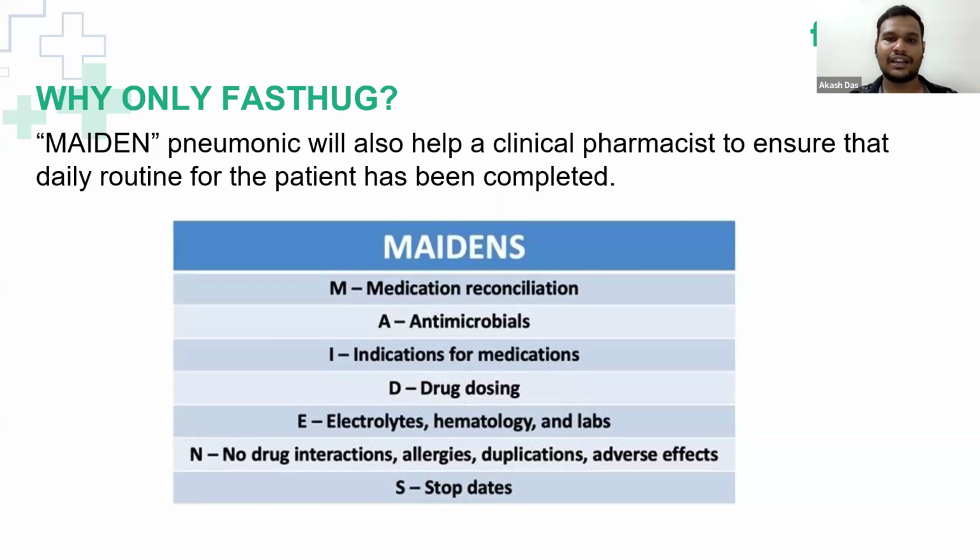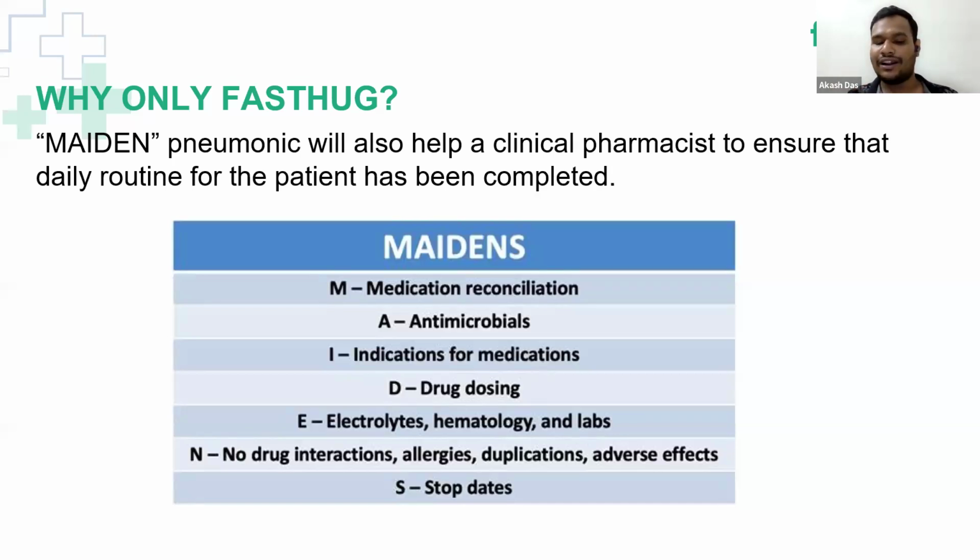Is the dose correct according to the renal failure or according to the hepatic impairment? Is the dose correct? E, electrolytes, hematology and labs. What is the electrolyte abnormality which is there? Is anything to be corrected in those things? Because of the drugs, is anything happening? This has to be seen by the clinical pharmacist.